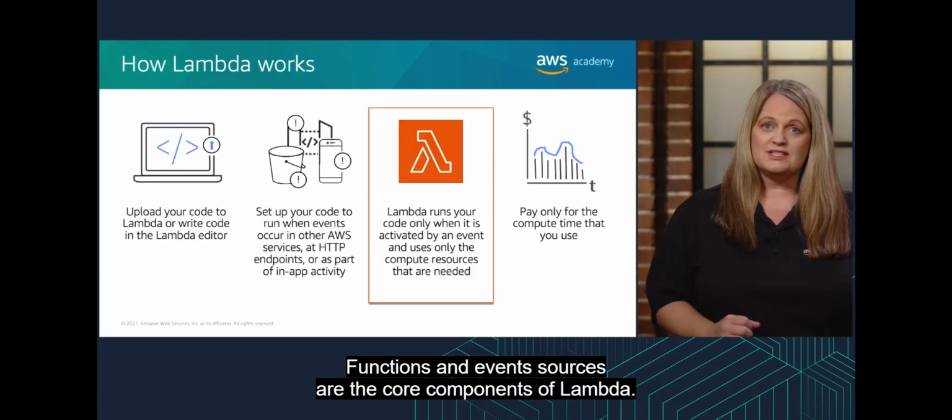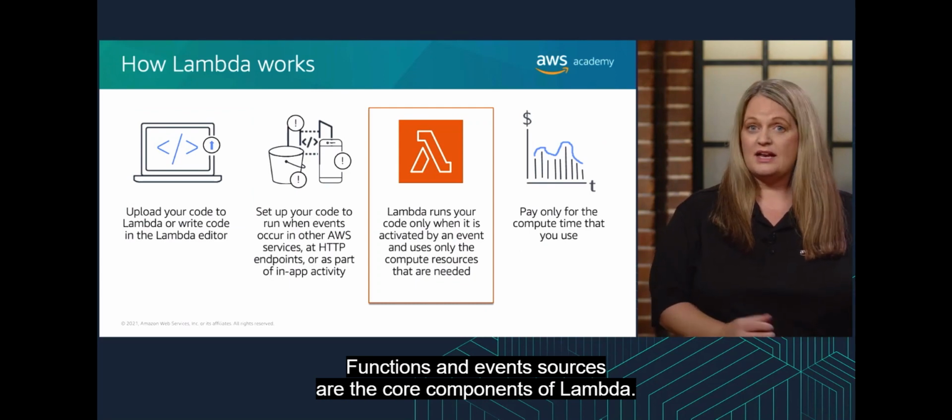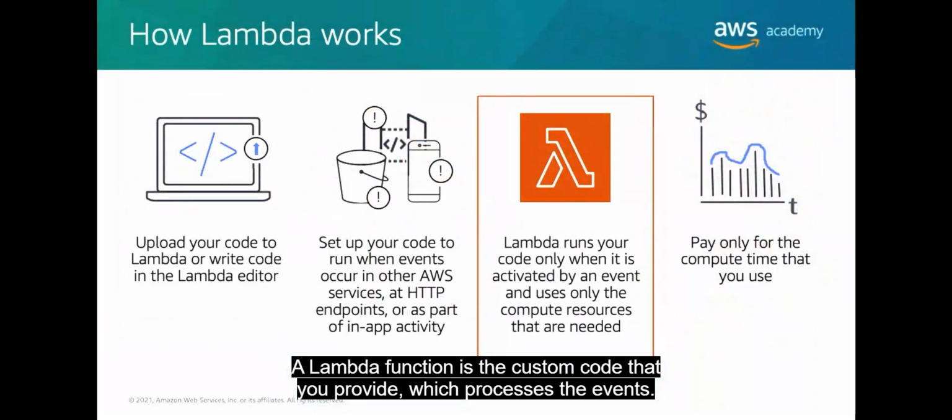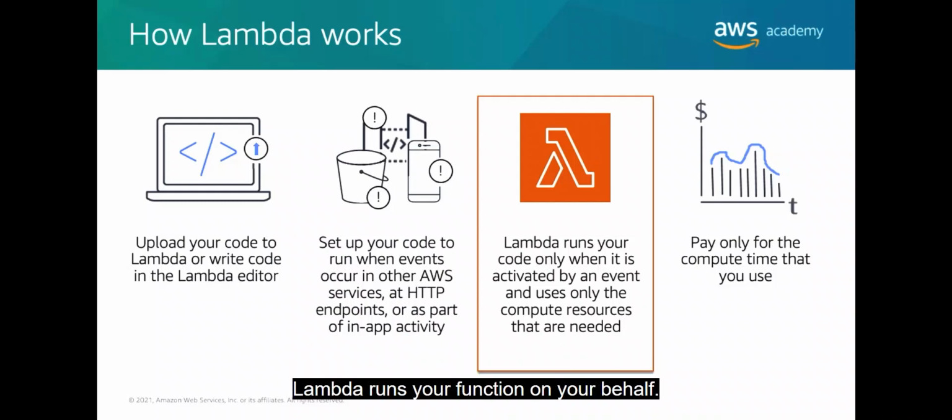Functions and event sources are the core components of Lambda. An event source is the entity that publishes events to Lambda. A Lambda function is the custom code that you provide, which processes the events. Lambda runs your function on your behalf.